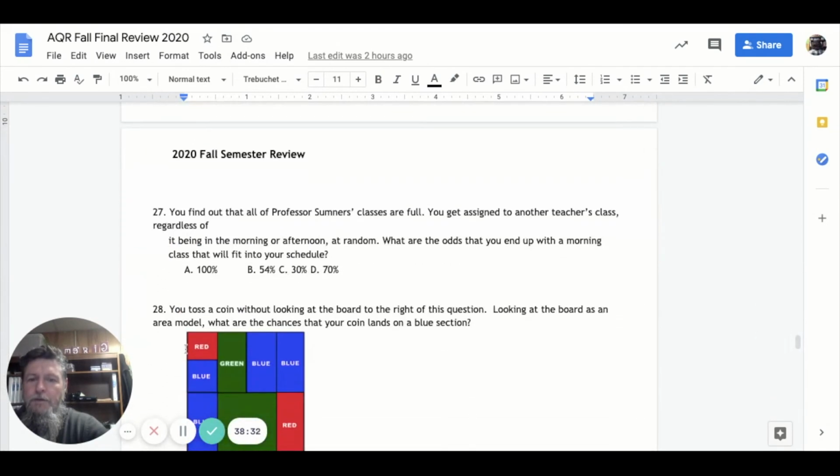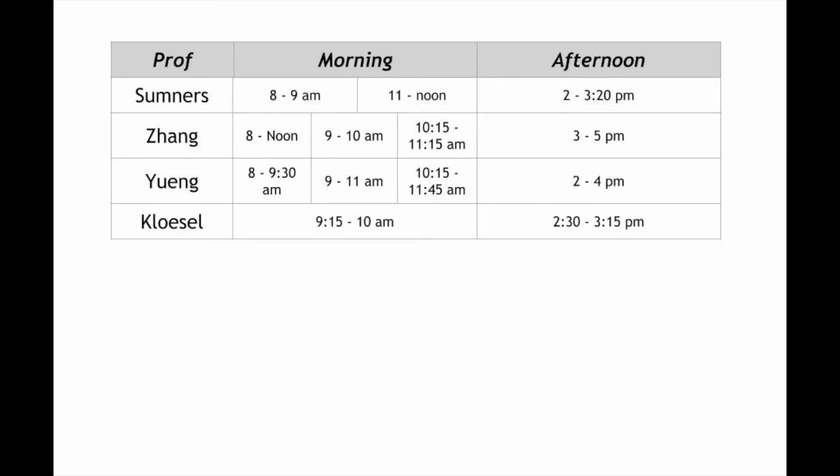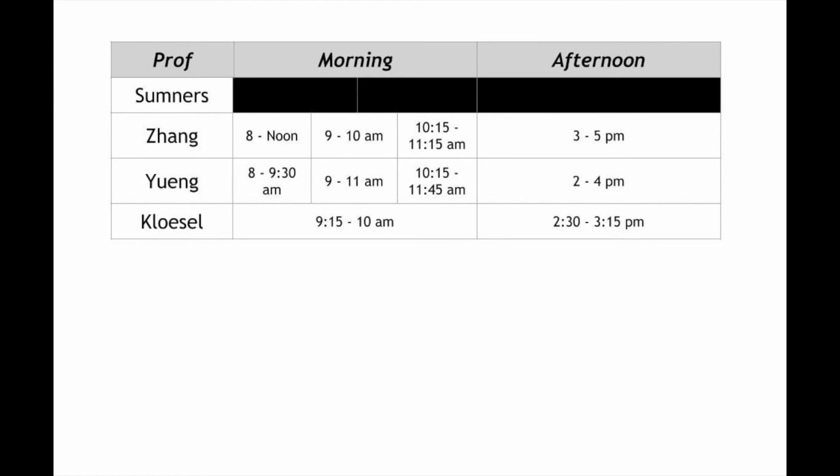All right. You find out that all of Professor Sumner's classes are full, and you get assigned to another teacher's class regardless of it being in the morning or afternoon at random. What are the odds you end up with a morning class that will fit your schedule? Okay, so let's look at this chart again. Now, all Professor Sumner's classes are gone. Zhang has 4. Young has 4. So 1, 2, 3, 4, 4, and 2. So there's a total of 10 classes between Zhang, Young, and Clausel.